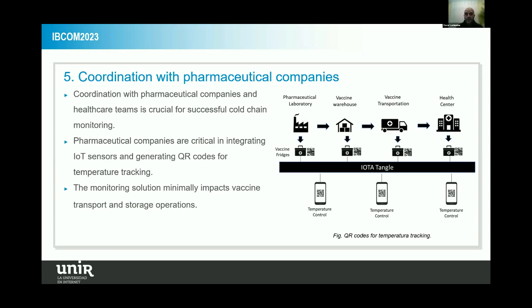during the chain. So in this case, an effective coordination with pharmaceutical companies and healthcare teams is essential for the successful implementation and operation of the cold chain monitoring solution, right? It involves aligning efforts and establishing communication channels to ensure seamless management of the vaccine cold chain. It's really important because the idea is to deploy these kinds of solutions in vaccine transportation.